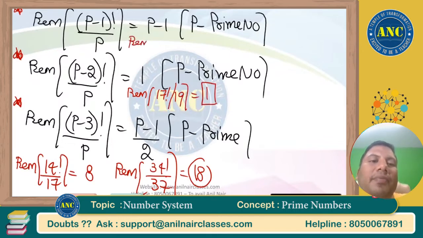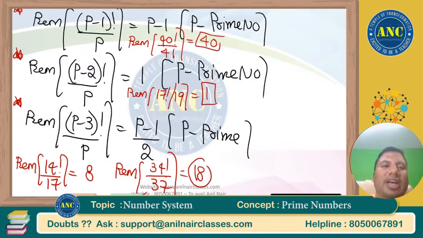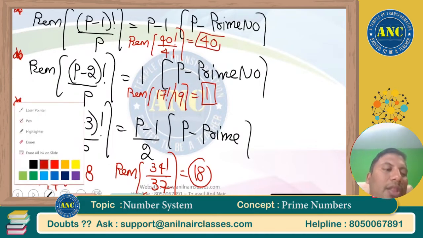Remainder of 40 factorial by 41: (P minus 1) factorial by P, answer is P minus 1. 41 minus 1, answer is 40. Directly you can do it. In case you probably forgot this concept, we will go step by step. (P minus 1) factorial by P is P minus 1. (P minus 2) factorial by P is 1. (P minus 3) factorial by P is (P minus 1) by 2. Now see here.